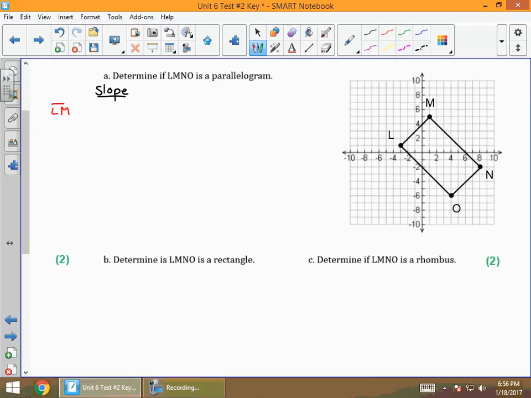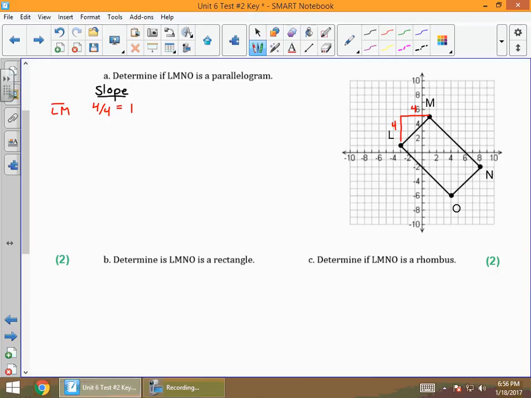So segment LM. If I want to find the slope of LM, from L to M, it goes up 1, 2, 3, 4. And it goes to the right, 1, 2, 3, 4. So the slope here is 4 over 4, rise 4, run 4, which reduces to positive 1, or 1 over 1. All right, I'm going to do the same thing for segment ON.